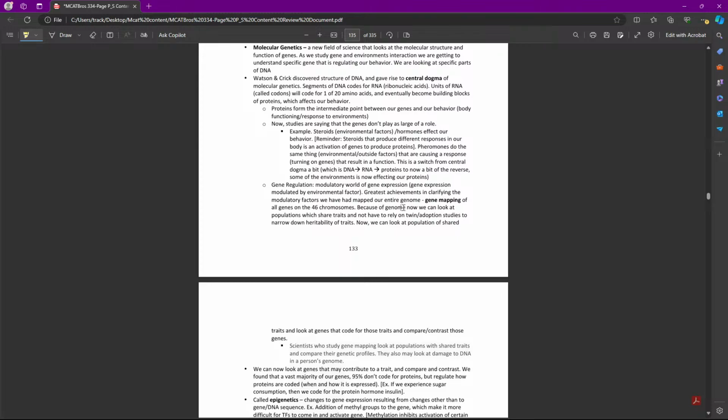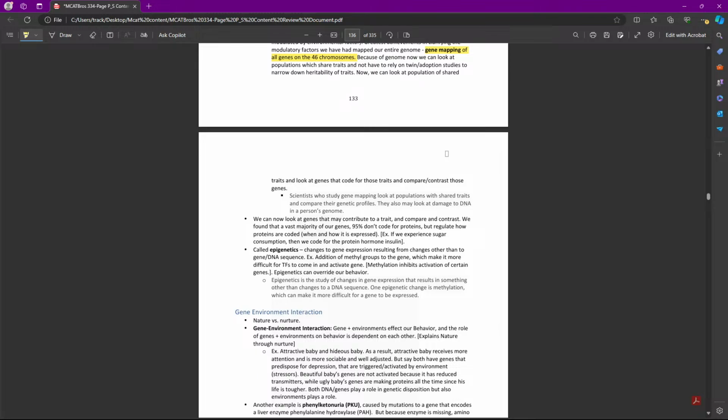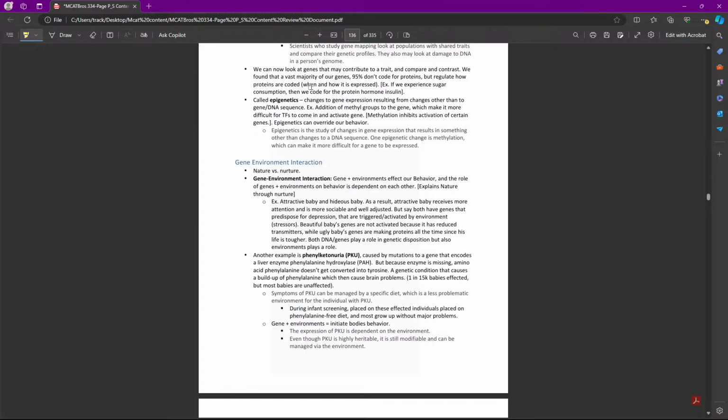It's greatest achieved by gene mapping of all 46 chromosomes. Because of the genome, now we can look at a population with shared traits and we can rely on twin and adoption studies to narrow down the heritability of traits. We can look at genes that code for these traits and compare and contrast those genes. Scientists who do gene mapping look at populations with shared traits, compare the genetic profiles, and may also look at damage to DNA. Okay. We can now look at genes that may contribute to a trait and compare and contrast.